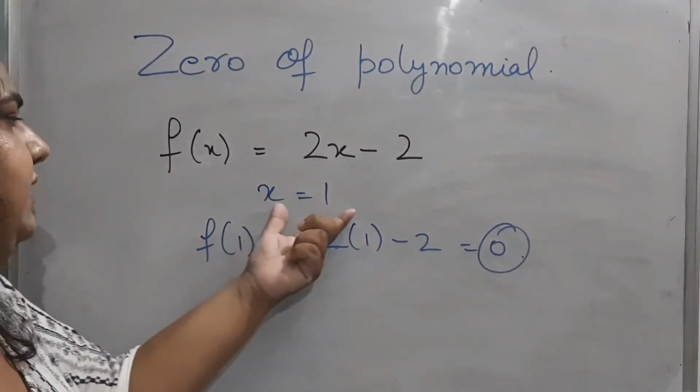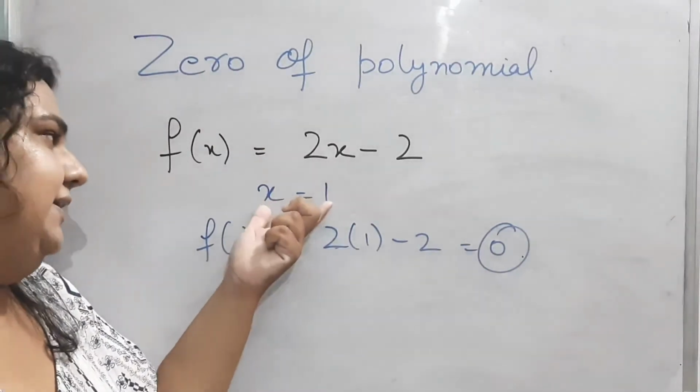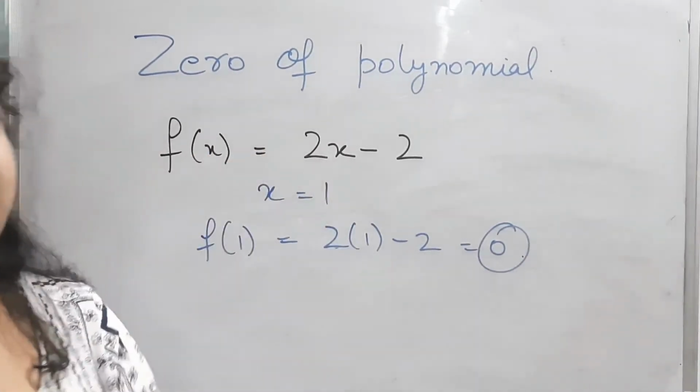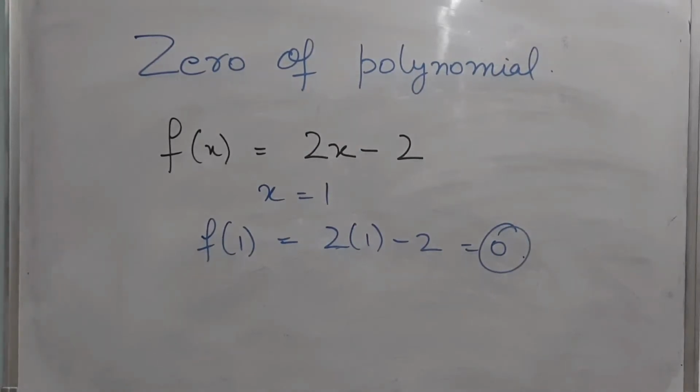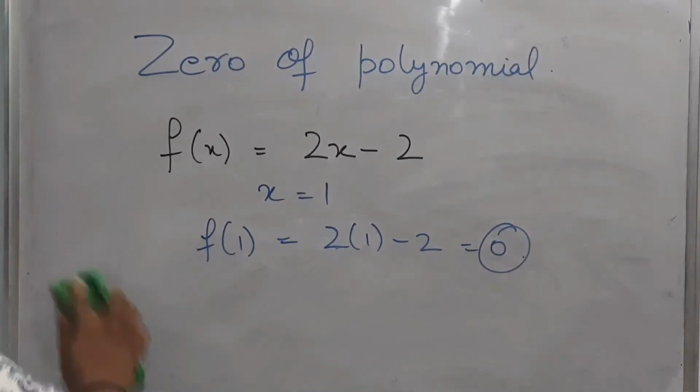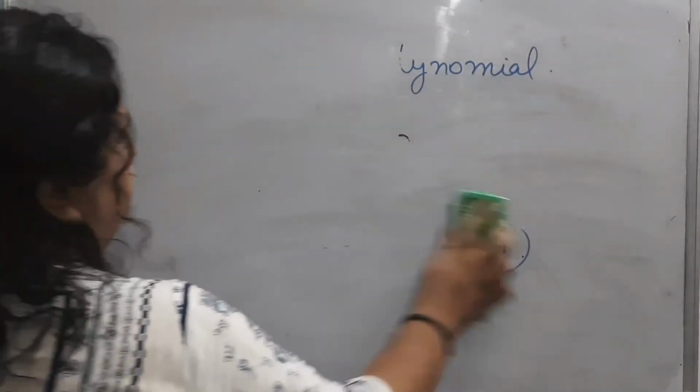So here 1 is known as the zero of the polynomial f(x). I think the concept is clear to you all. Now, the next step.